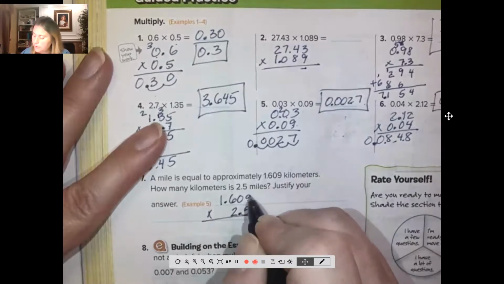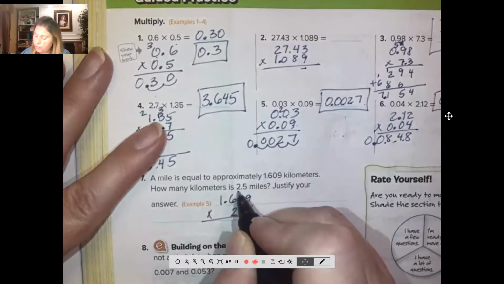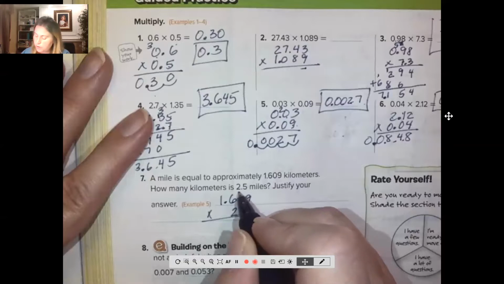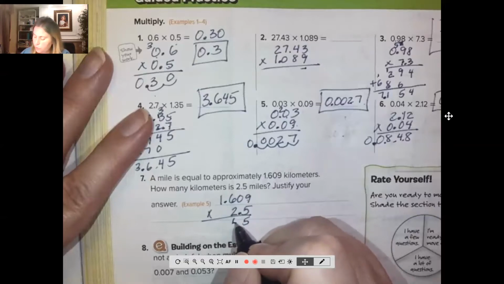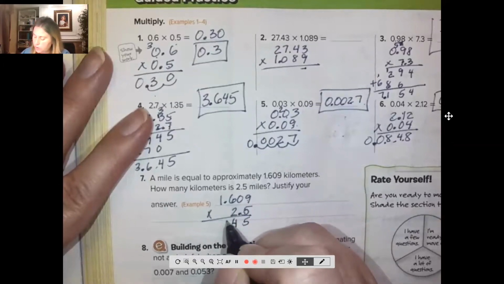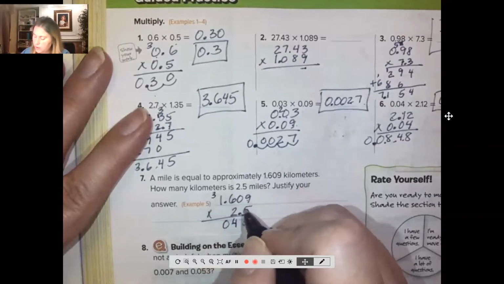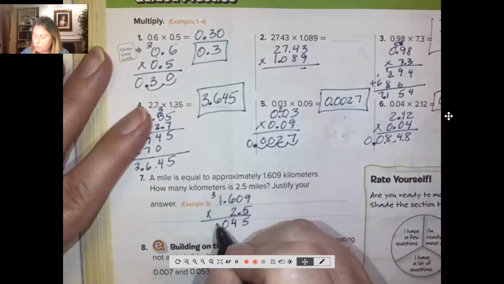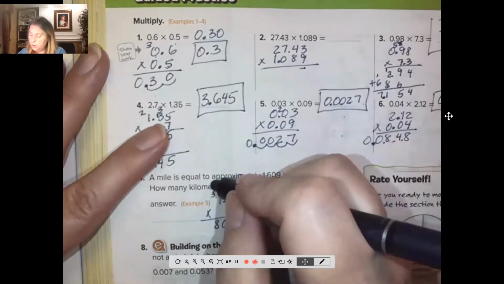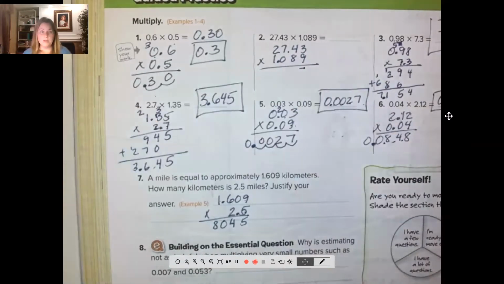5 times 9 is 45. Write the 5, carry the 4. 5 times 0 is 0 plus the 4 we carried is 4. 5 times 6 is 30. Write the 0, carry the 3. 5 times 1 is 5 plus the 3 we carried is 8. Then I'll erase the numbers that I carried.